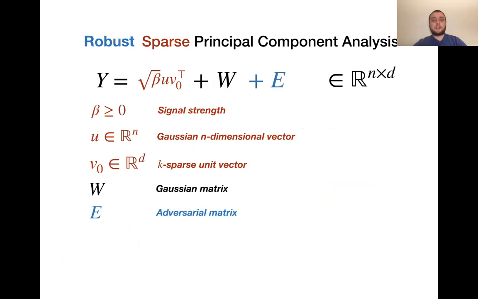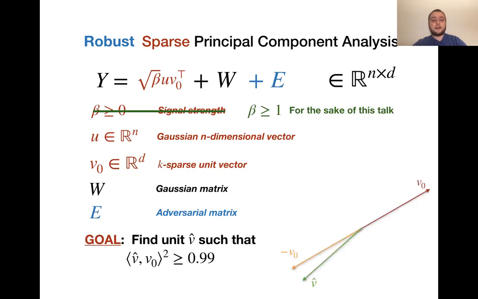but it is not the case if we add an adversarial matrix E, which can depend on anything, for example W, U, or V0. The only restriction that we use on E is a bound on its entries. Also, in the rest of the talk, we use the assumption that beta is larger than 1, just for simplicity. It is not necessary for the analysis, but it simplifies it. And the goal again is to find a vector such that the squared correlation is close to 1.